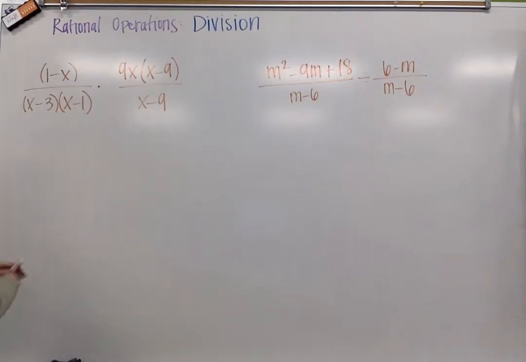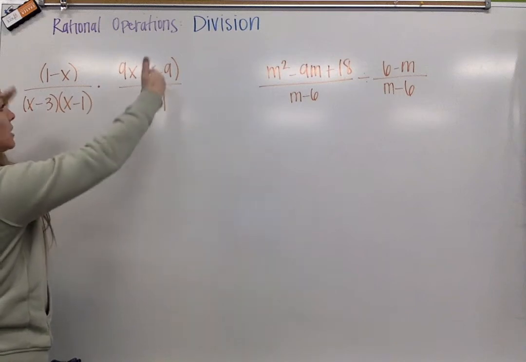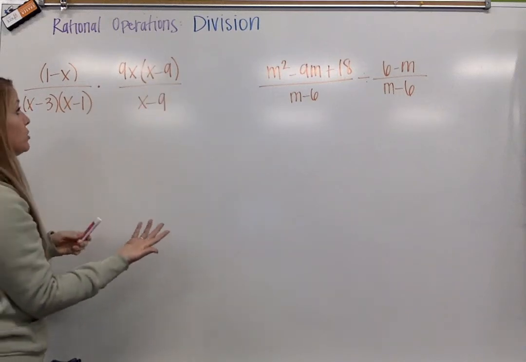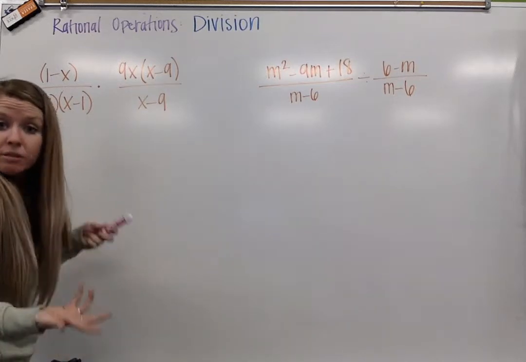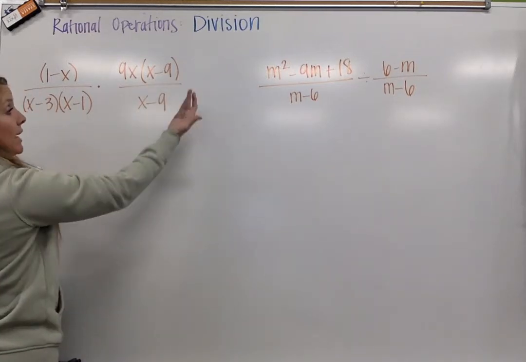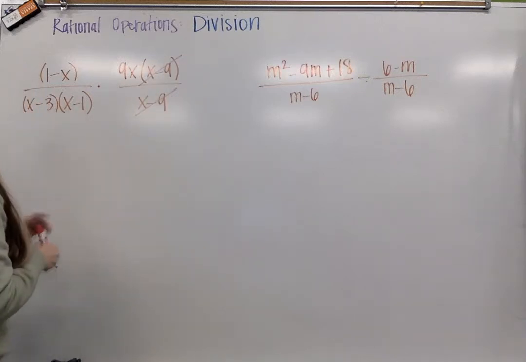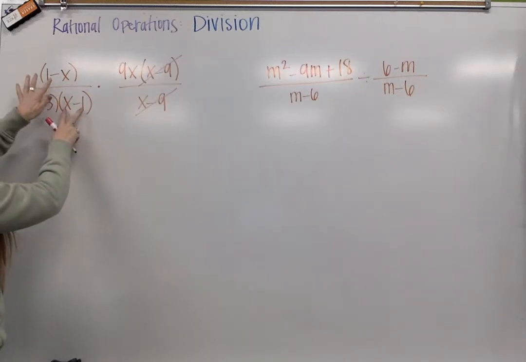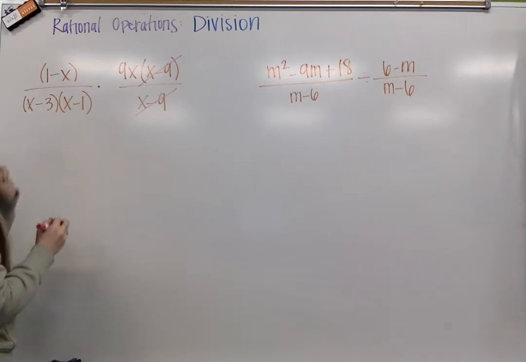So right here, I have a multiplication problem. So everything's factored, I'm ready to go. All I want to do is reduce. So find what I can reduce and reduce it. So I have my x minus 9 divided by x minus 9. That's 1. Awesome. But here, I've got this little conundrum happening. I have 1 minus x and x minus 1.